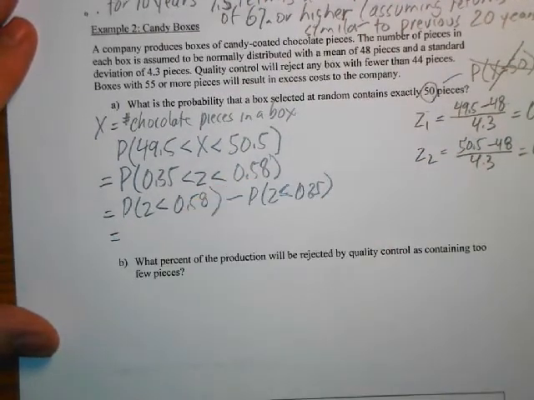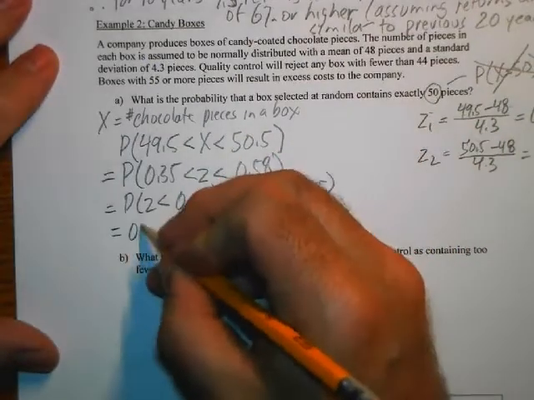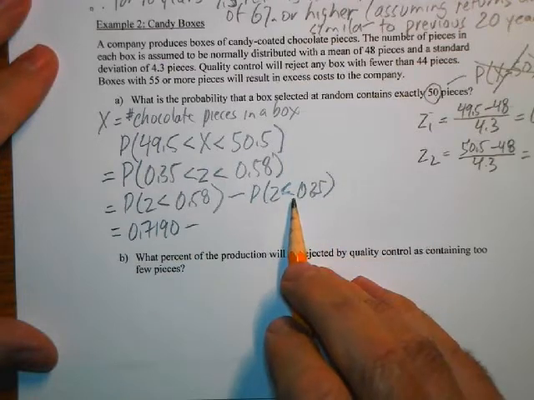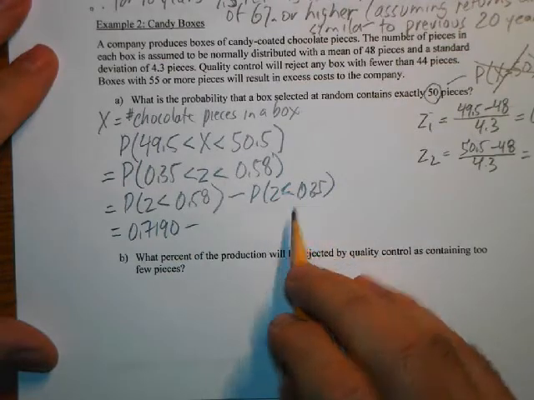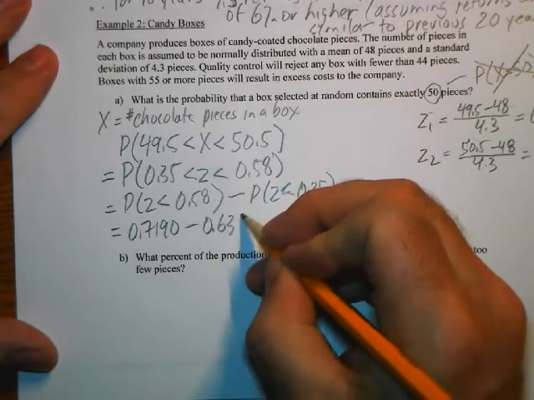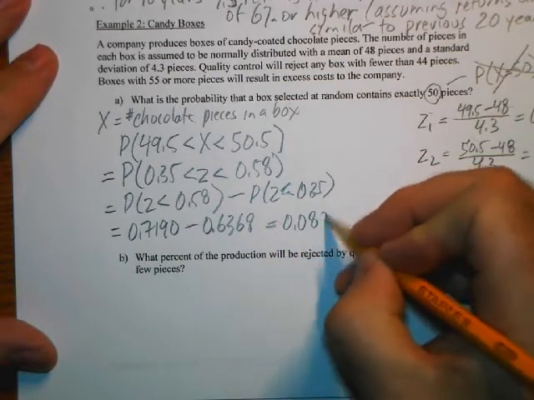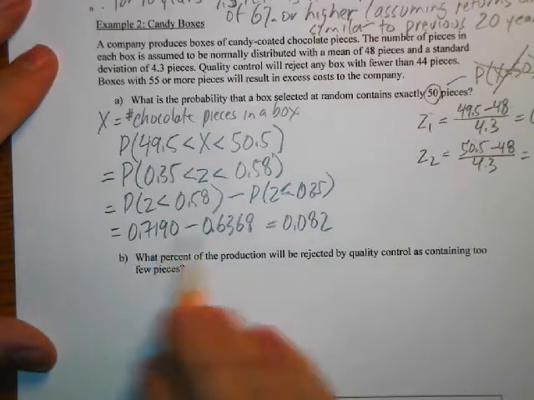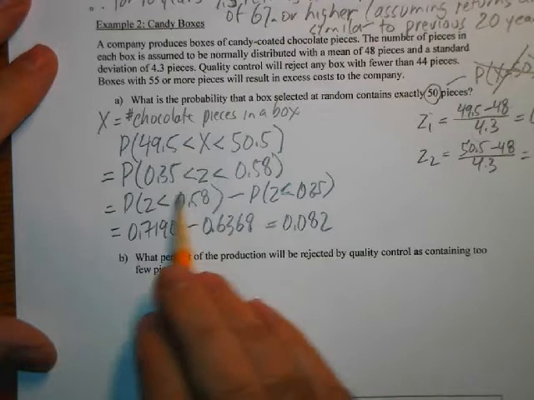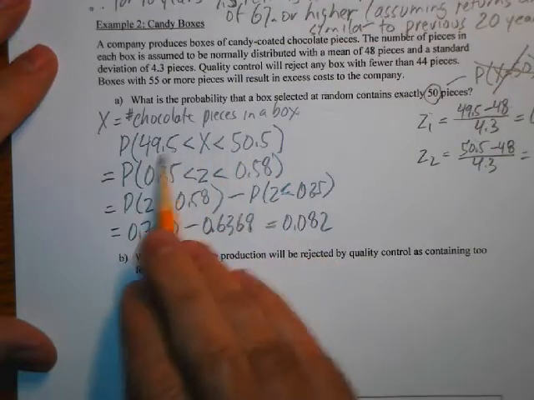Okay, and when we look these values up on our z-score table, we get 0.7190, and we subtract the probability for the other z-score, which is 0.6368, and that works out to 0.082. Okay, so that tells us there's an 8.2% probability that the z-score is between these two values, which means that the number of chocolate pieces are between these two values.